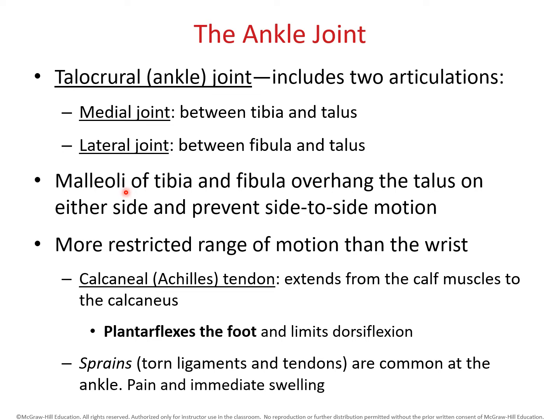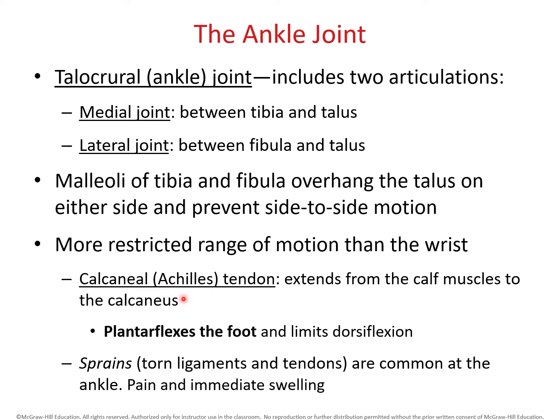And you learned about your malleoli in lab as well. The tibia has a medial malleolus. The fibula has a lateral malleolus. These seem like big bones that are protruding out on either side of your ankle joint. You can feel those and see those. And these really do help stabilize the ankle joint because they help prevent side-to-side motion. There is a more restricted range of motion in this joint compared to the wrist joint.